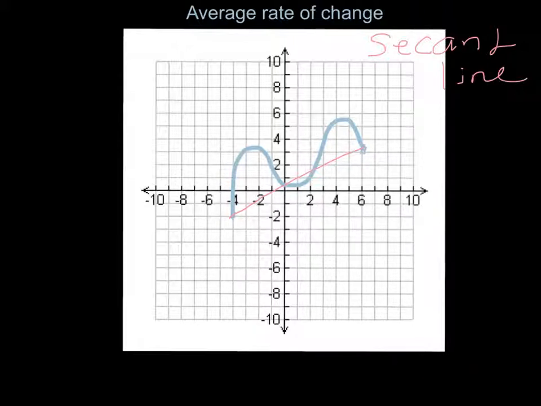And that's about it for chapter 2.3. It's pretty straightforward, but you're going to get into more complex usages of secant lines and average rate of change and slopes.